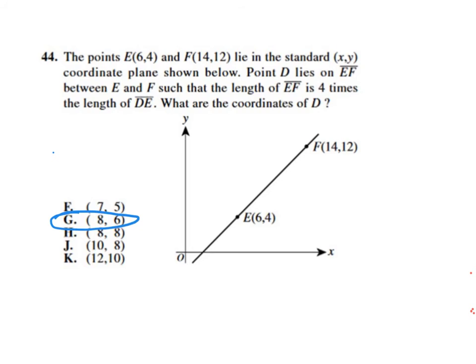And another way to approach this problem, if that didn't totally make sense to you, you could always just plot each one of those on the number line, and see which one looks like it would be 1/4 of that whole length.